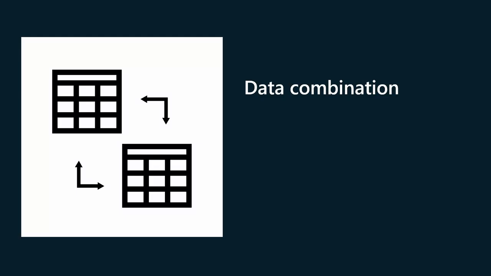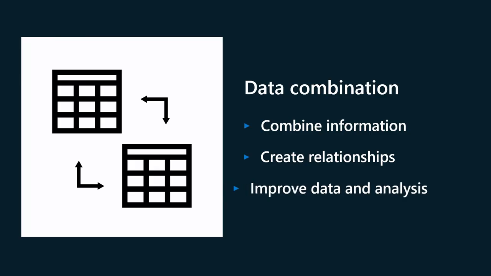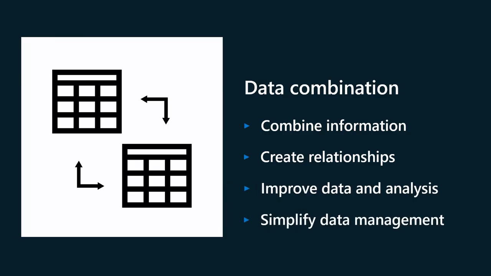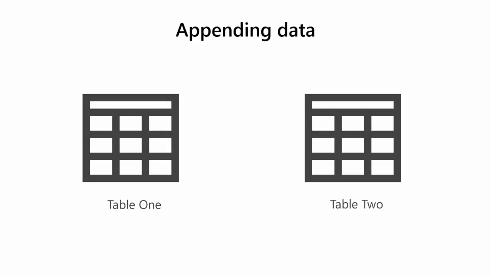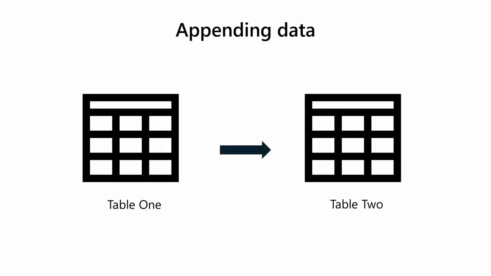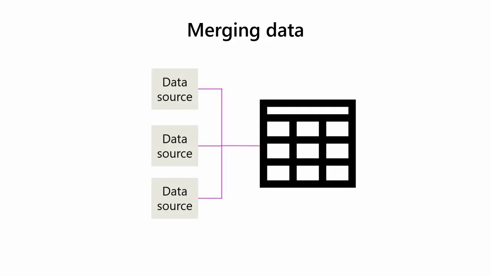In the second week of this module, you explored advanced data transformation methods in Power BI. You began this week by learning about the importance of data combination: combine information, create relationships between tables, improve data and analysis, and simplify data management. You then reviewed the two main methods for combining data in Power BI, which are append and merge. Append means to add one table row or query to another. Merge means consolidating data from multiple data sources into a single table.